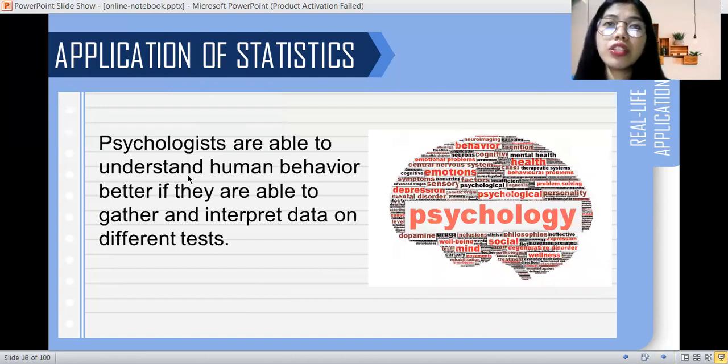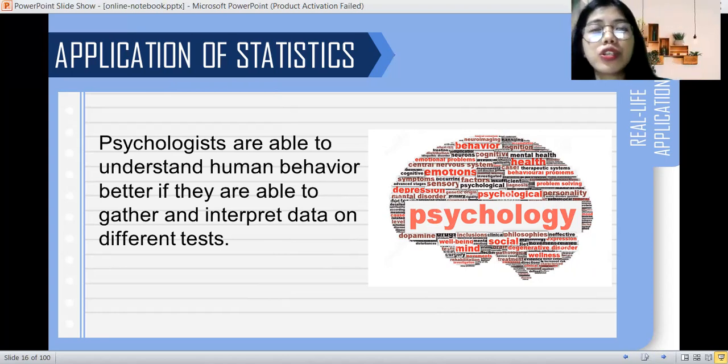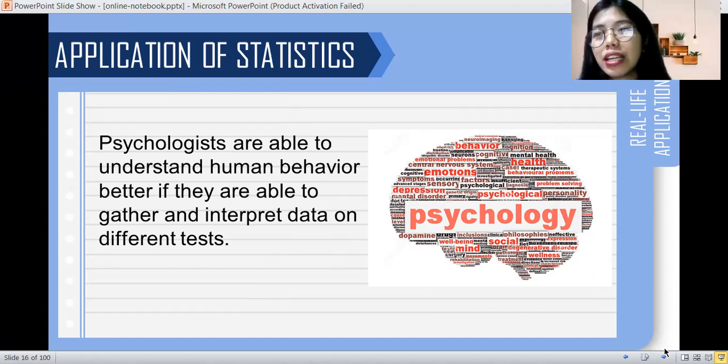Psychologists are able to understand human behavior better if they are able to gather and interpret data on different tests. Ano nga ba yung mga test na to? Kung nakarinig na kayo, yung mga tests like personality test, aptitude test, achievement test, and more. So these are used to determine the problems of a person or to understand the human behavior better. So yun po yung kagamitan niya sa psychology.